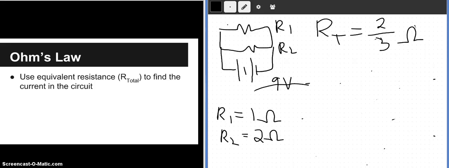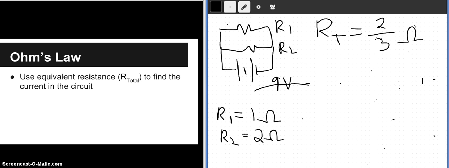Earlier we said the resistance should go down the more resistors you add. So we started with 1, and then we added another resistor that was 2, but you can see the overall resistance is much, much smaller. Your total resistance in a parallel circuit should always be smaller than your smallest resistor. Okay, I'll say that one more time. Your total resistance in a parallel circuit should always be smaller than your smallest resistor. So our smallest resistor is 1. 2/3 is definitely smaller than 1, so we're in good shape.